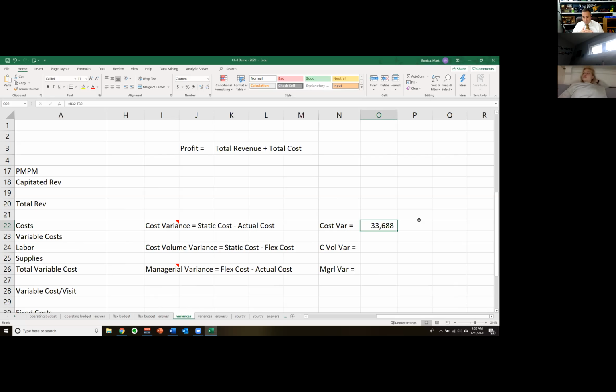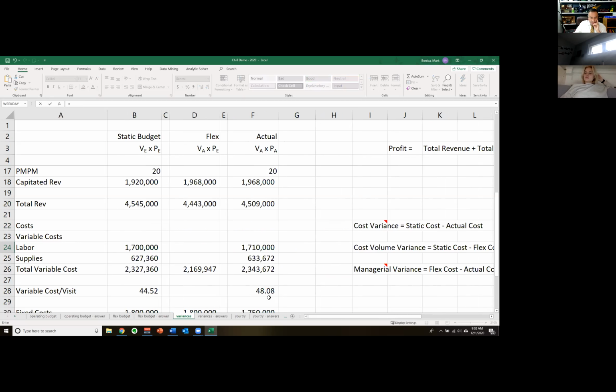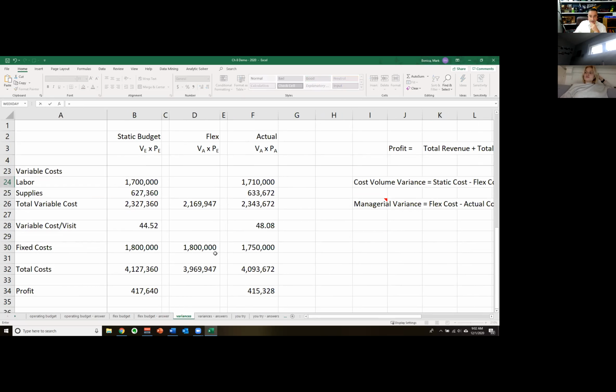So now we say, okay, we know we saved 33,000. Where did that savings come from? Did it come from the fact that we did fewer visits, or did it come from the fact that we spent less per visit? So that's where we use these next two variances. For cost volume variance, I'm going to go over here and we're going to compare the volume column. So where are the two columns that allow you to vary volume? Well, it's static and flex. So I'm going to take the static budget minus the flex budget.